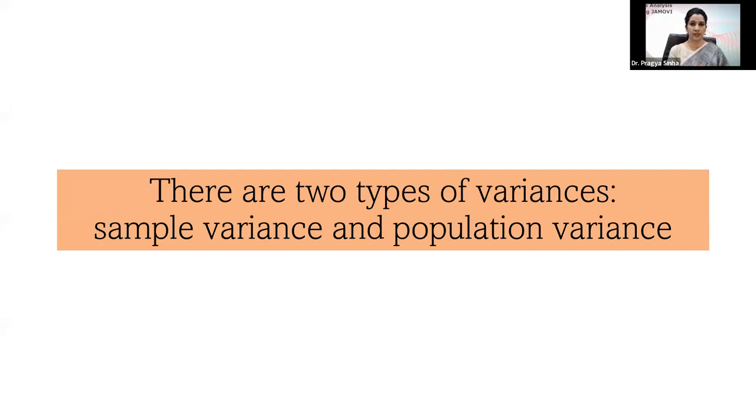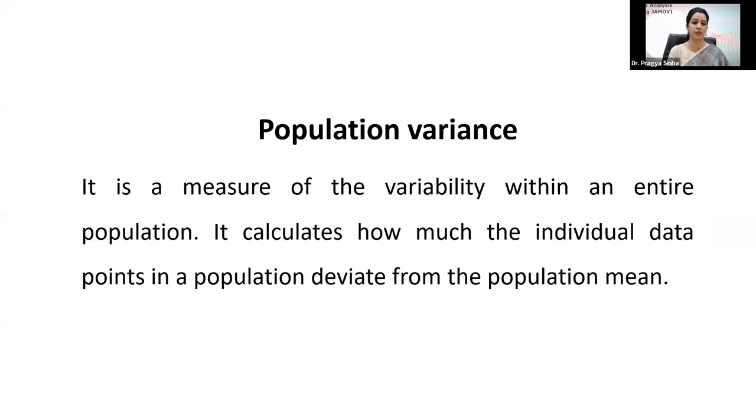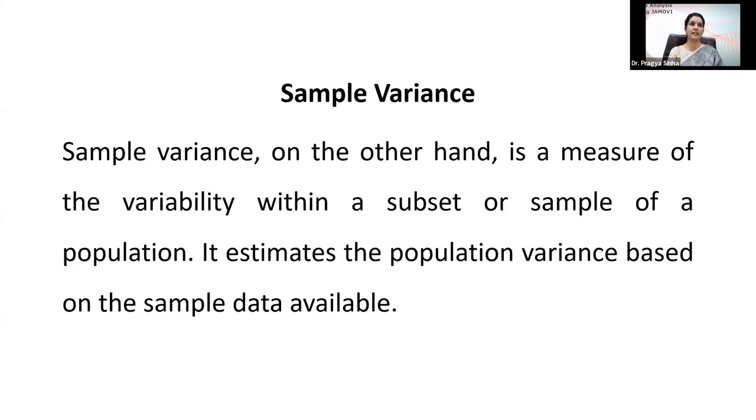So there are two types of variances. There is a sample variance and there is a population variance. Sample variance is the variance in a sample which you have drawn from the population. And population variance is existing in the population. It's a measure of variability within that population. It calculates how much the individual data points in a population deviate from the population mean. In case of a sample variance, you are measuring the individual data points against the sample mean, like we have seen in the previous example.